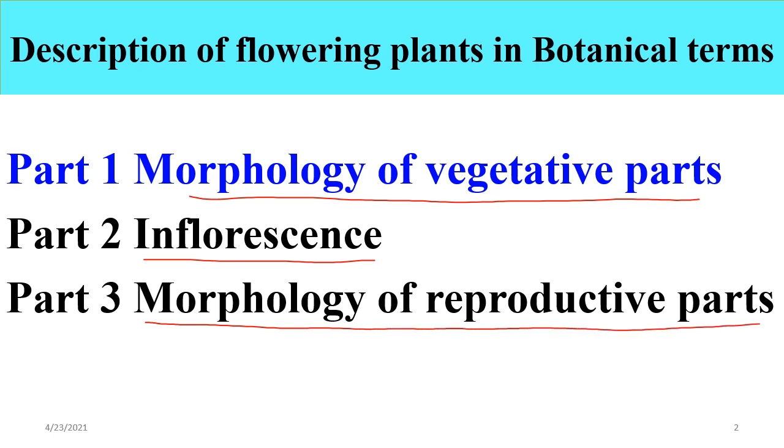Actually, this practical is very big and difficult to understand in one stroke, so for better visualizing and better understanding of the concept by the students, this practical is distributed into three different parts, and three different videos will be given to the students. So in the very first part we will be focusing on morphology of vegetative parts. So we can start with the presentation.